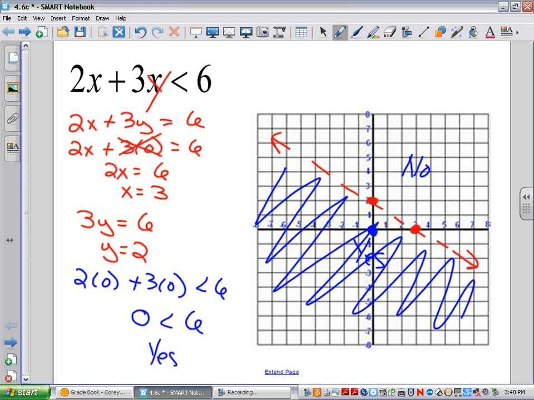So the only thing different with this worksheet compared to the last one is the way the problem is written. On 4.6b, it's written in y equals mx plus b form, slope-intercept form. These are written in standard form. So we do intercepts.